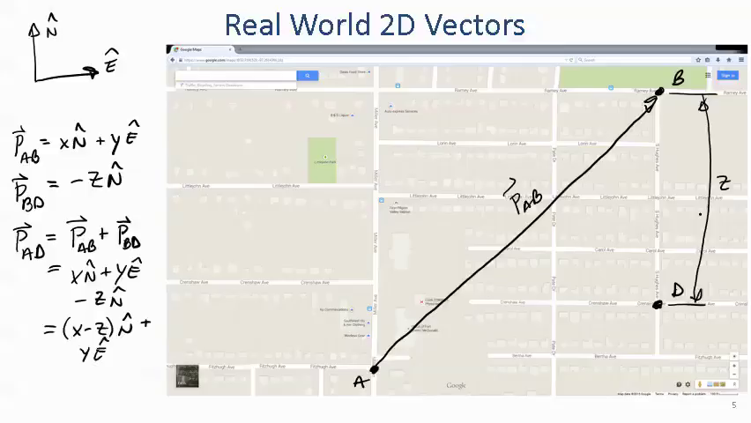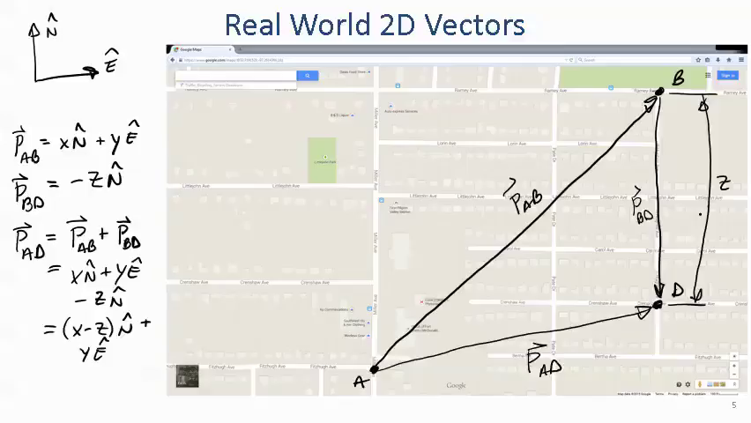Let's look at it graphically. So we already have A to B. Let's do this. This gives us B to D. And again, we put the tail of one on the head of the other vector. And so we can draw this vector in between, and we'll call this A to D. But even more interesting, we can look at the distance here.